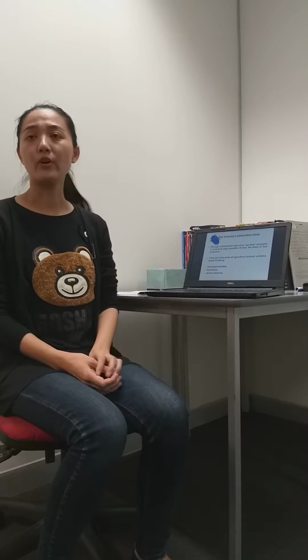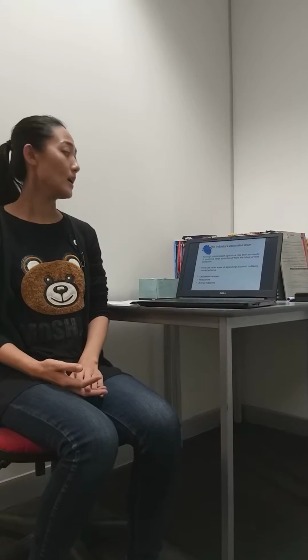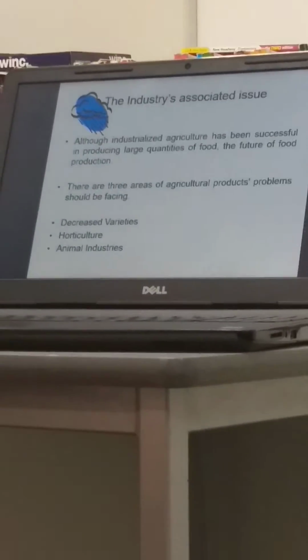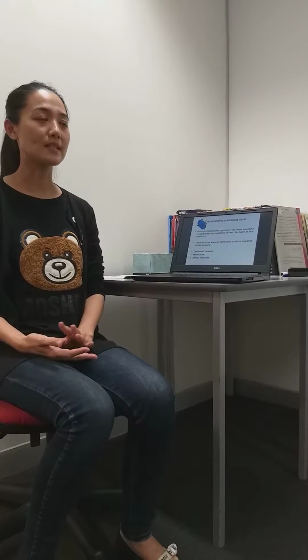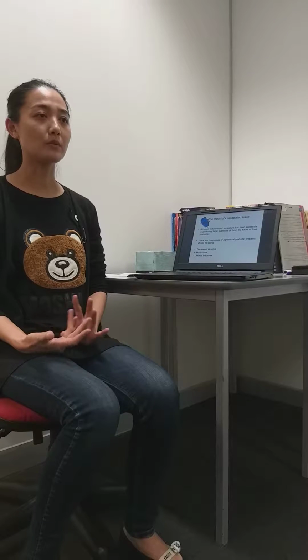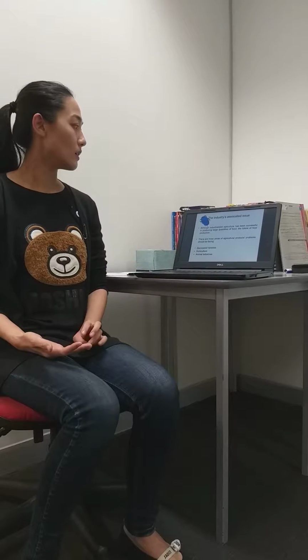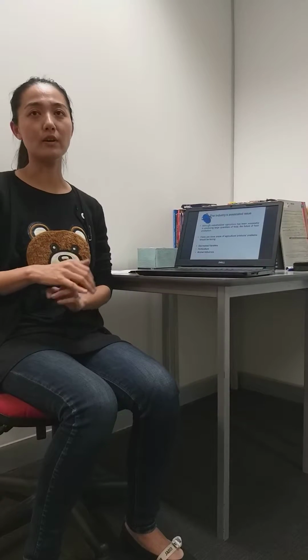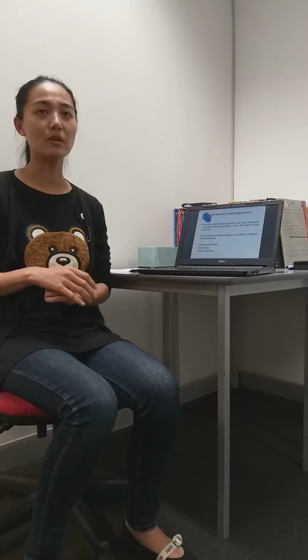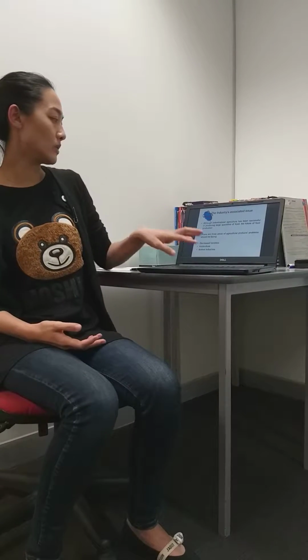I will talk about agricultural, industrial, social problems. Since the development of industrialization, agriculture has been successful in producing a lot of production for the people, but there are still three areas of agriculture problems that should be faced in Australia. They include the decreased variety, second is the horticulture problem, and the next will be the animal industry problem.